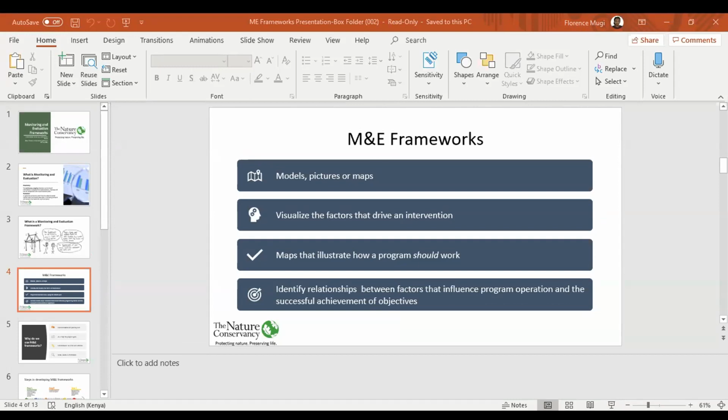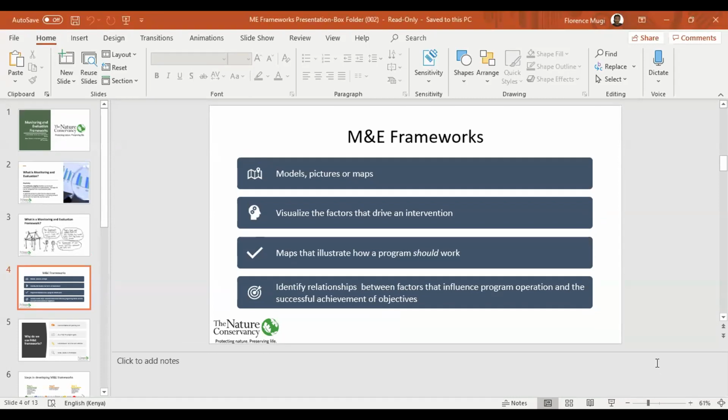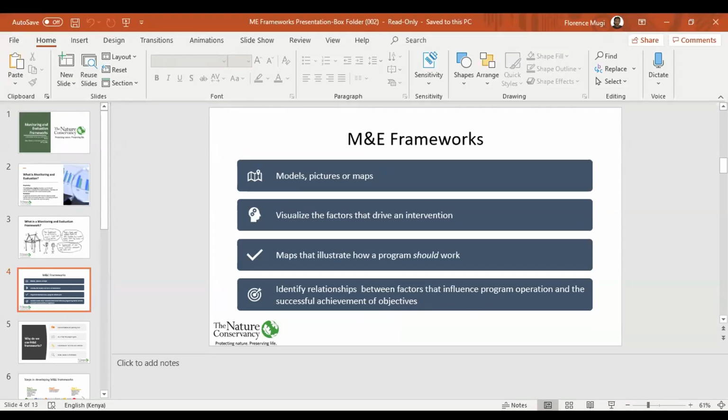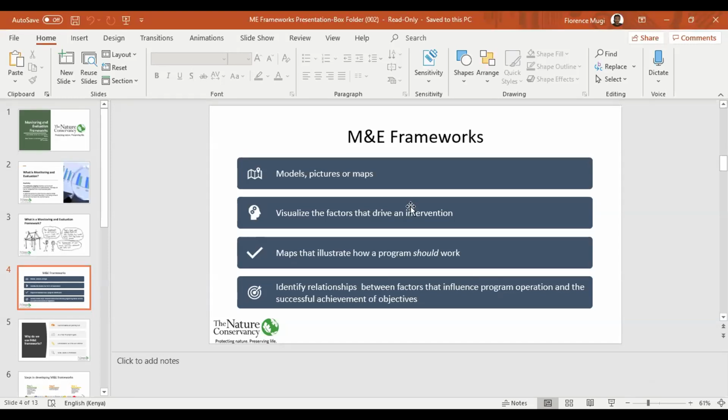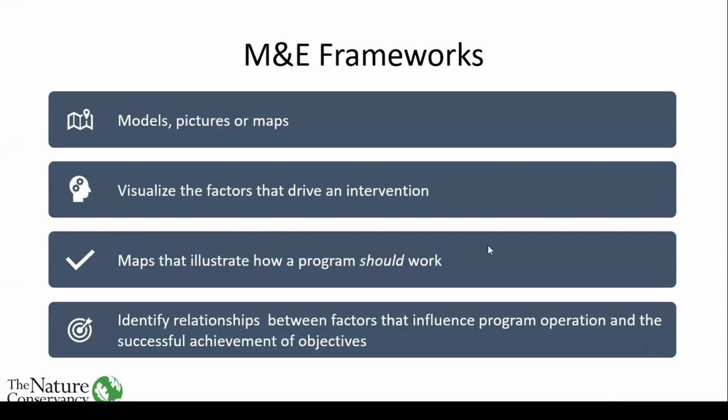So frameworks generally are borrowed from the social sciences, and they can be presented either as models, pictures, or maps, and they're helpful tools for planning programs and specific interventions, including research and M&E. So you can visualize the factors that drive an intervention. And you can also use maps to illustrate how a program should work. And finally, you can use the frameworks to identify relationships between factors that influence program operation and the successful achievement of objectives.